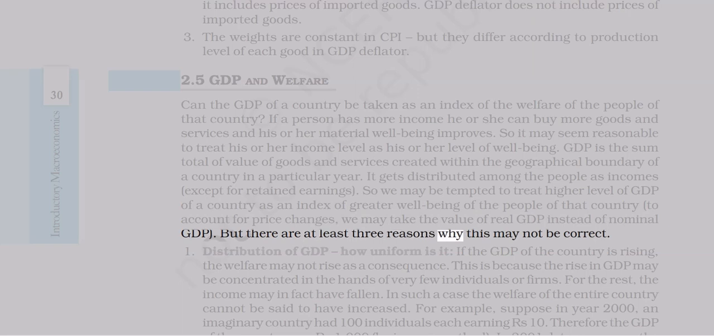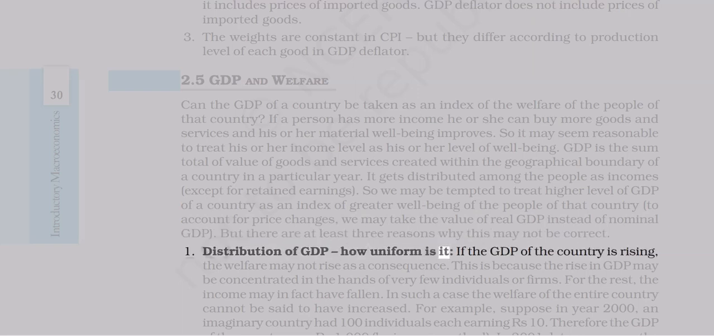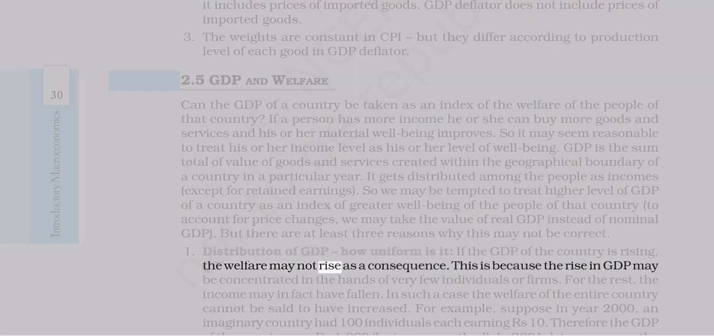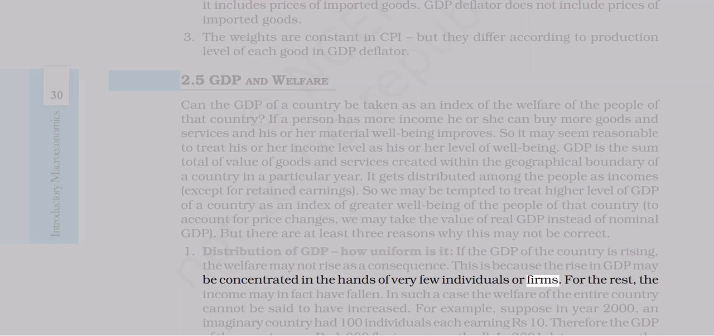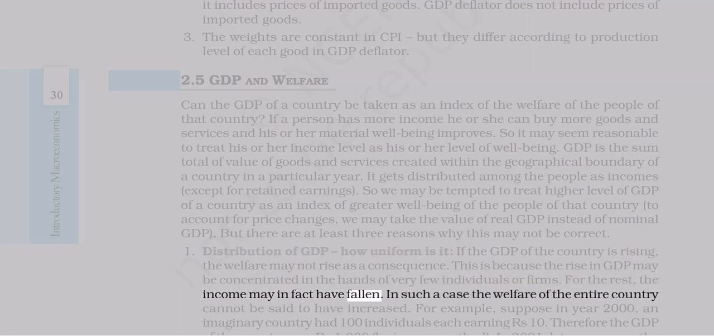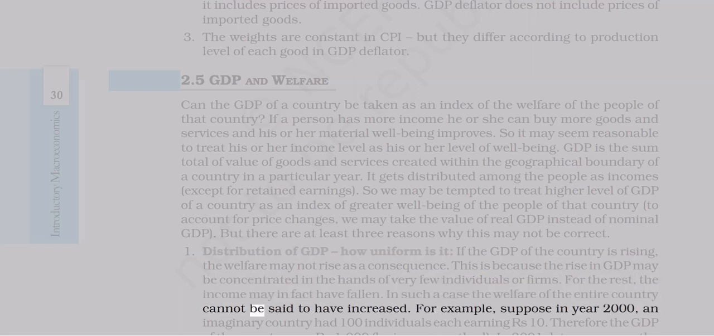But there are at least 3 reasons why this may not be correct. 1. Distribution of GDP. How uniform is it? If the GDP of the country is rising, the welfare may not rise as a consequence. This is because the rise in GDP may be concentrated in the hands of very few individuals or firms. For the rest, the income may in fact have fallen. In such a case, the welfare of the entire country cannot be said to have increased.